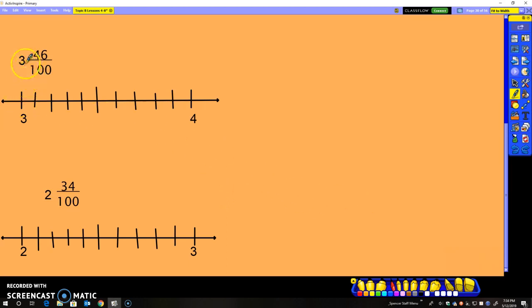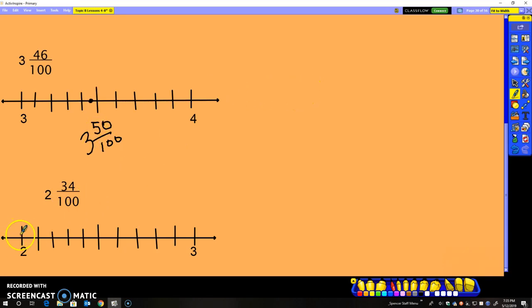Alright, so for this one, I am past 3, and 46 is pretty close to 50. Okay, so if I'm thinking of my midpoint, I'm pretty close to my midpoint here, but I'm kind of right before it. So this is 4/10, and 6/10 is going to be a little after the 4 tenths, and before the 50. Alright, so there's my estimation for that one.